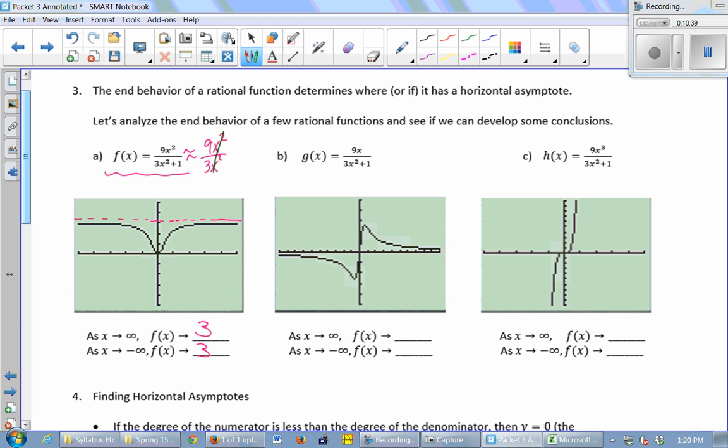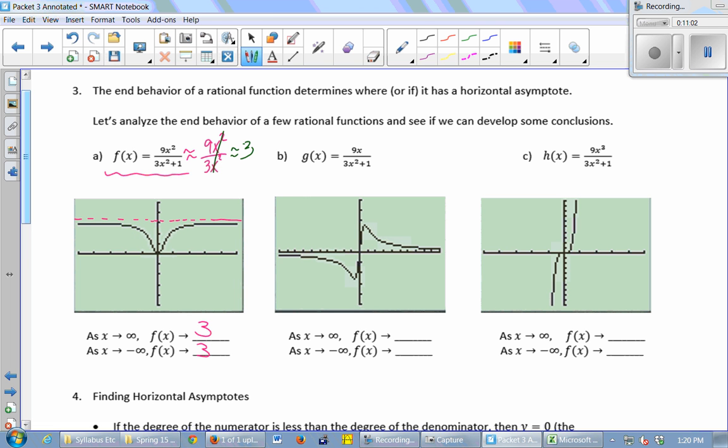So it's 9 over 3 is 3. That makes sense? All right, so we can see it graphically, and we can see it algebraically. What happens to that formula when x is really, really big? All right, let's look at the function g, 9x over 3x squared plus 1.